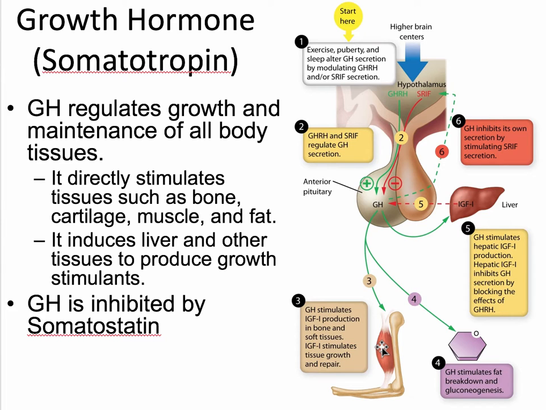It'll go to the liver. In the liver, we're going to have production of what we call IGF-1. Same thing in the bone and soft tissues, they'll release IGF-1. IGF-1 is for insulin growth factor 1, and that's a mitogen. It tells cells to grow and divide. You can see we'll also have the breakdown of fat and gluconeogenesis so that we can have nutrients and building blocks put into the bloodstream and to be able to utilize for the cell division.